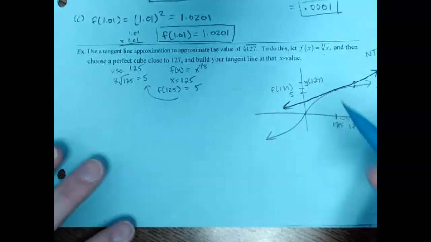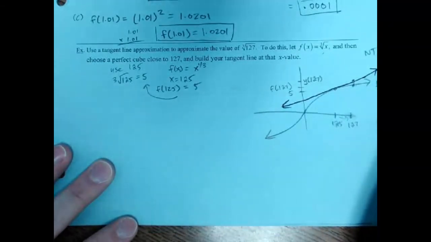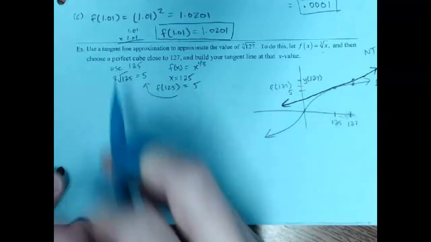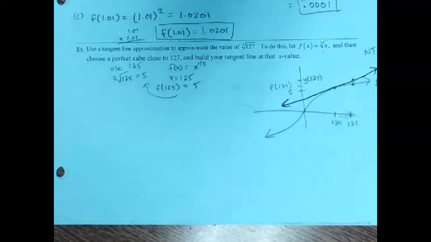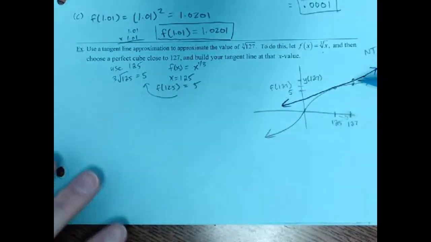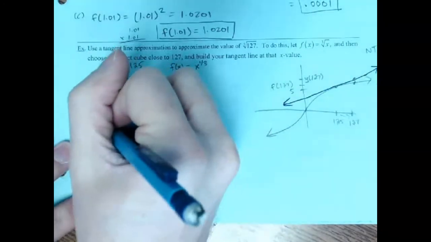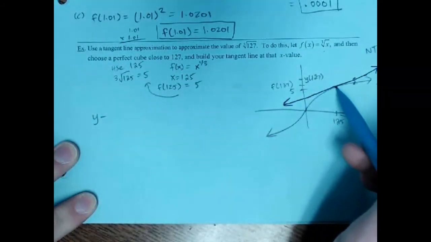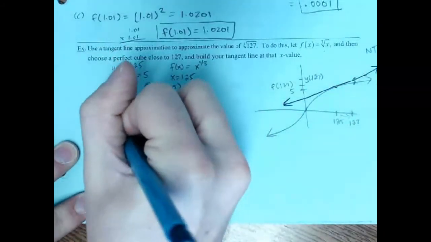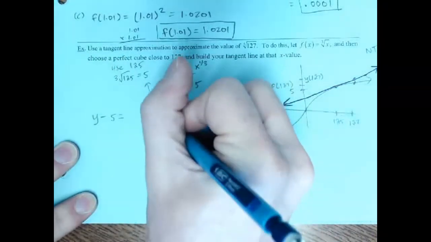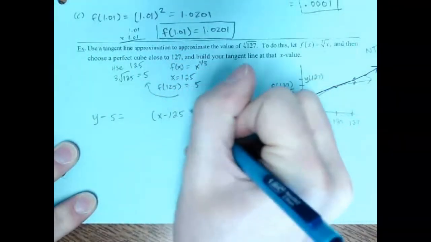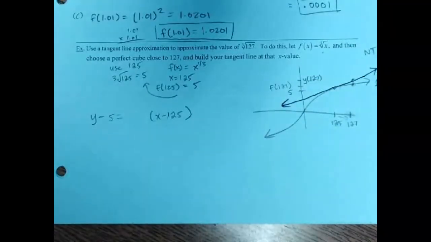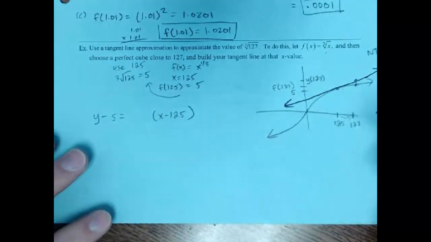So let's get the equation of this blue tangent line. If it says use a tangent line, the first thing you need is the equation of the tangent line. And then we're going to use it to approximate the function value. All right, so y minus the y coordinate, we're using the tangent line off of this point. y minus 5 equals, I need to get the m value, x minus 125. Okay, so we need the derivative, and then I'm going to need to plug in 125 into the derivative.